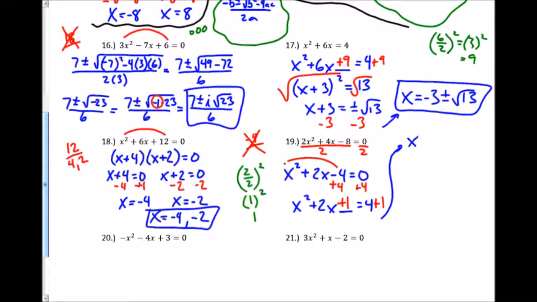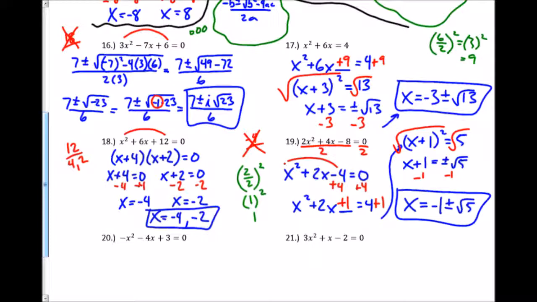So I end up with x plus 1 squared equals 5. And now I take the square root of each side. When I do that, I have to remember that this is going to be plus or minus the square root of 5. And now I subtract the 1. And I leave my answer in this radical format. Negative 1 plus or minus the square root of 5.